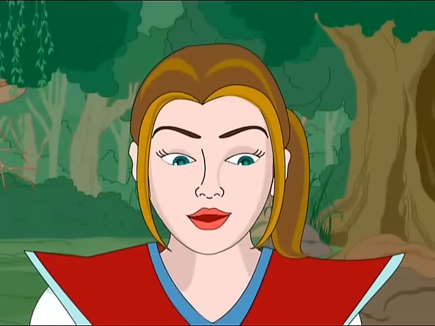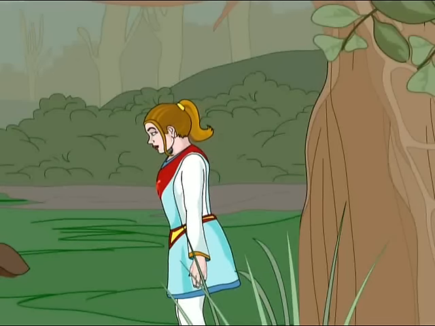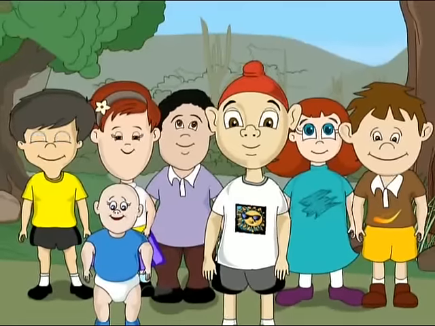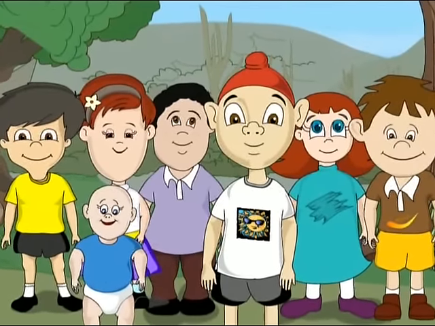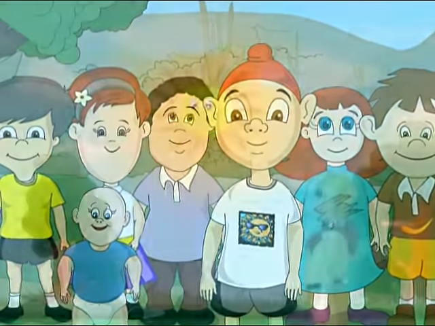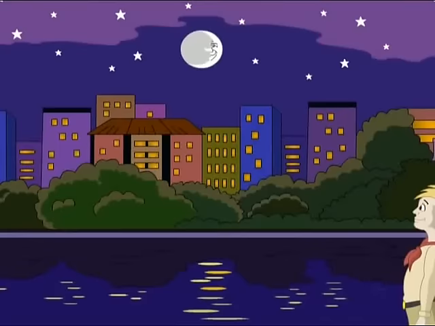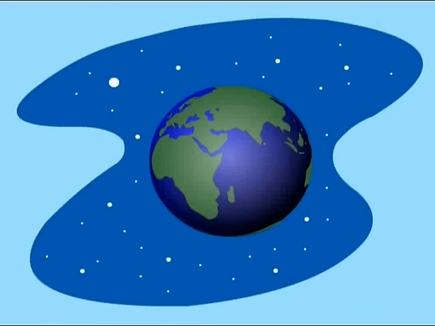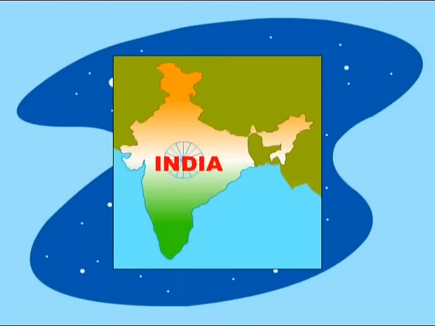So here we go. Let's start with the multiplication table of the number 1. Friends, now tell me, what do you remember by the number 1? The sun, the moon, the earth. Very good. Just like there is one sun, one moon and one earth, there is only one India. A country, east or west, India is the best.